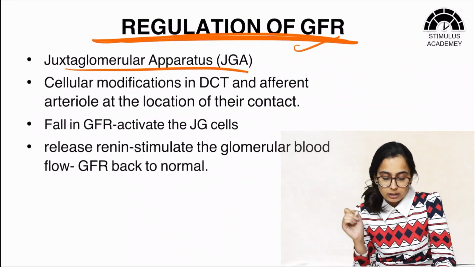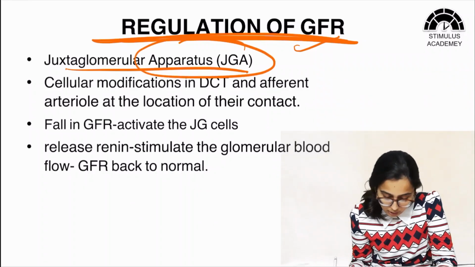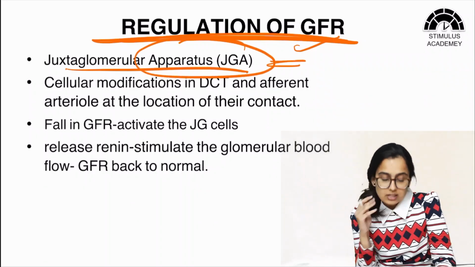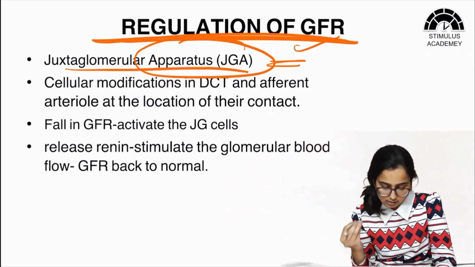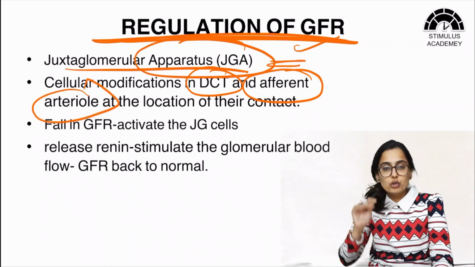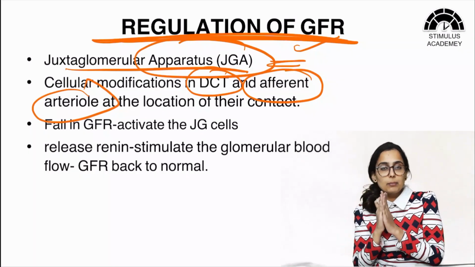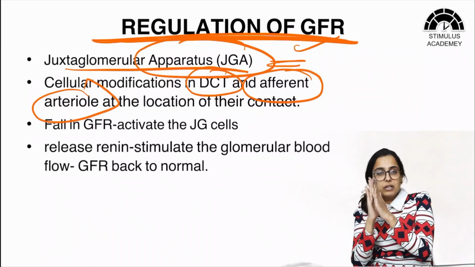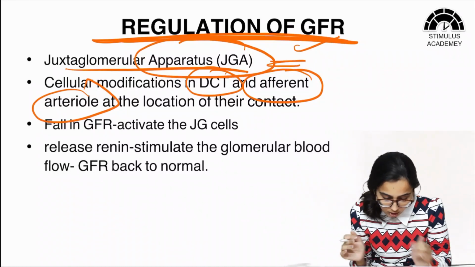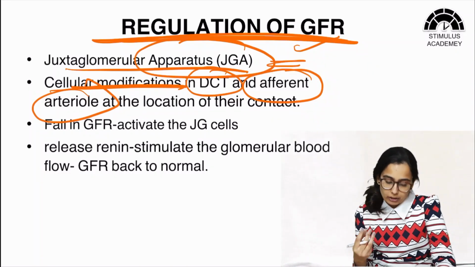Okay, now what is this juxtaglomerular apparatus made of? This juxtaglomerular apparatus is made up of specialized cells, the cells of the DCT and the efferent arteriole. So we know that the distal convoluted tubule and the efferent arteriole come in contact with each other, and the cells present at the junction of these two will be modified to form the juxtaglomerular apparatus.